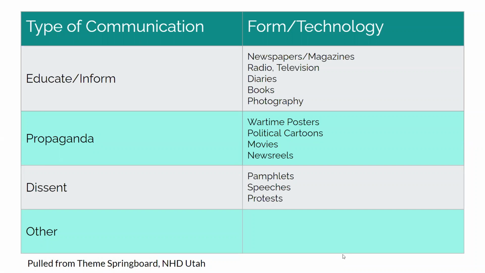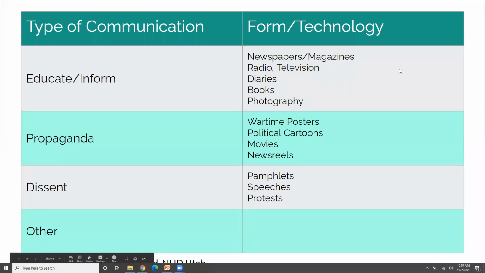communication to educate and inform. So newspapers again and magazines, radio and television, diaries, books, photography. That would be a really interesting topic to look at today, the use of visuals to communicate. Propaganda, things like wartime posters, political cartoons, movies, newsreels, especially when you think about those from World War II. And how before everyone went to a movie theater, they put up the newsreel, and it would help hopefully build people's patriotic sensibilities and maybe make them buy war bonds, and how that was communicating.